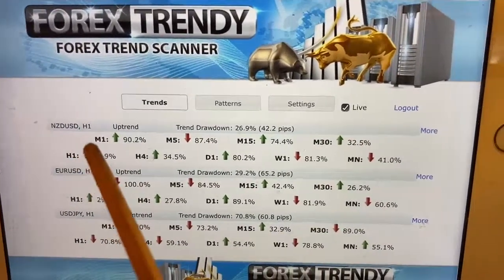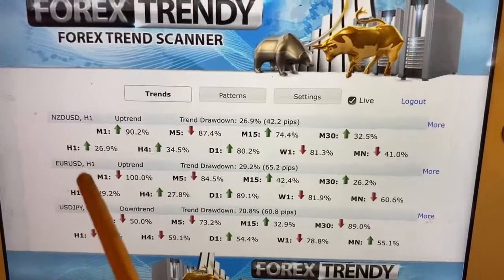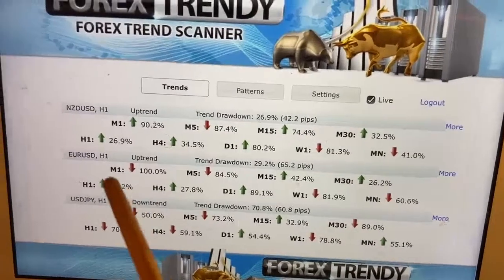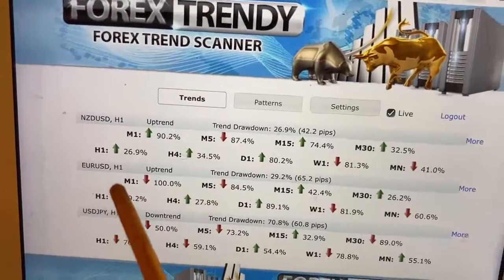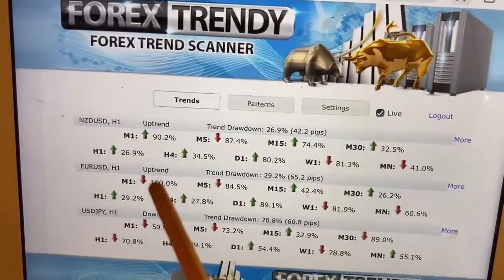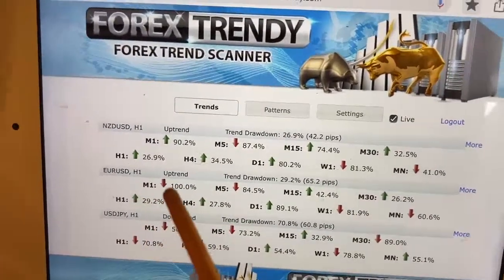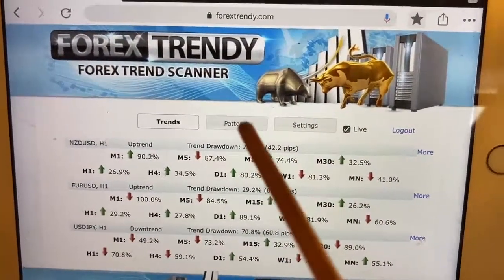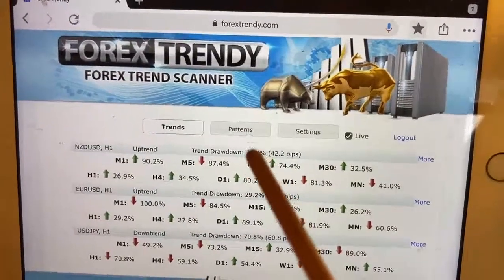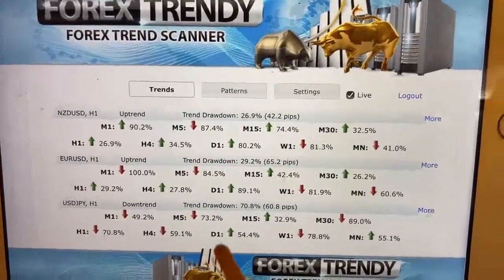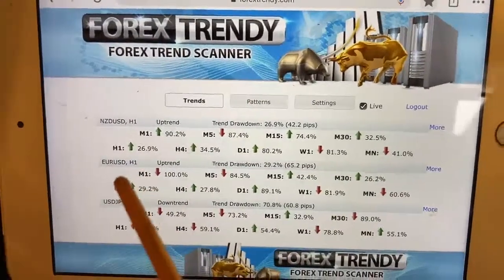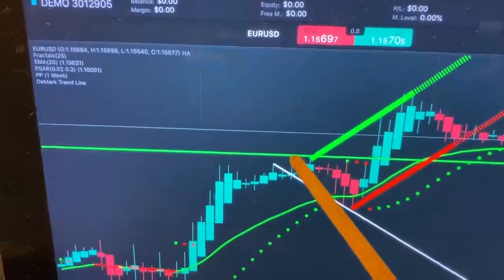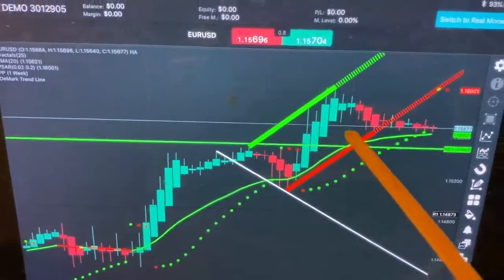NU is an uptrend, EU is an uptrend, and UJ is a downtrend. And we've been following this EU as an uptrend. Now we know it's an uptrend. Even if we get a pattern signal, the only pattern signal we're going to take is when it brings a buy. But either the trend or the pattern, we just have to be on the chart like this, waiting for our entry.